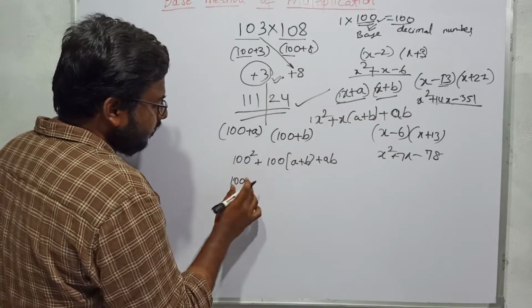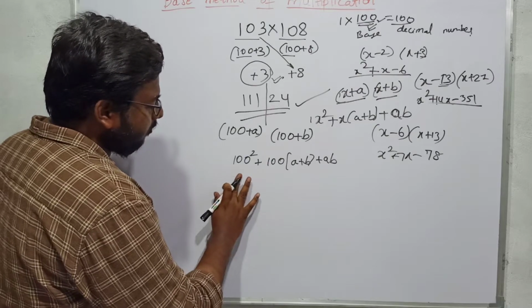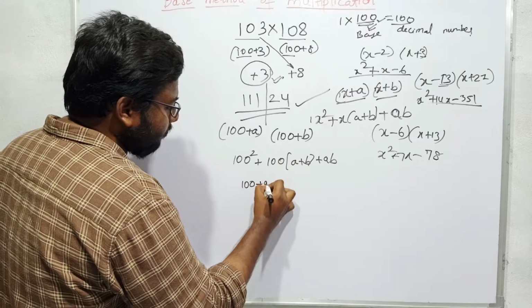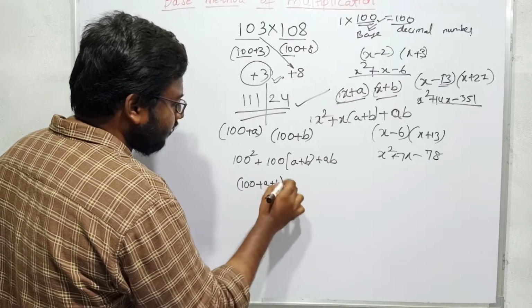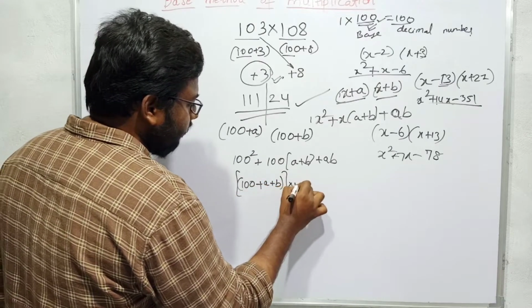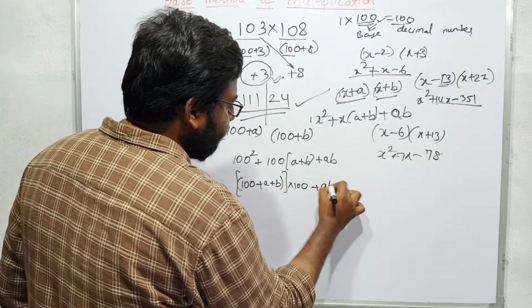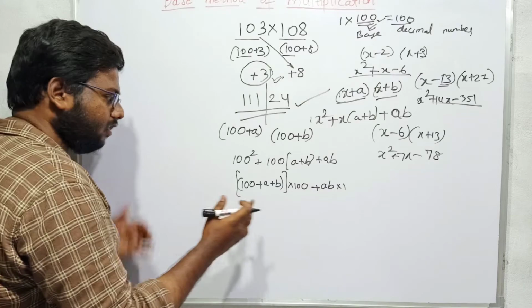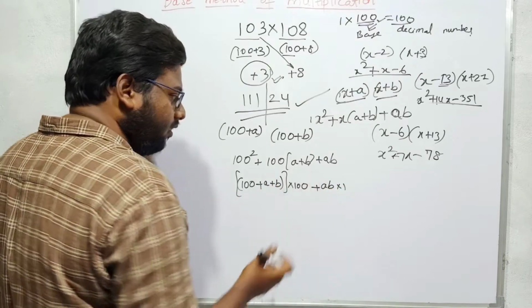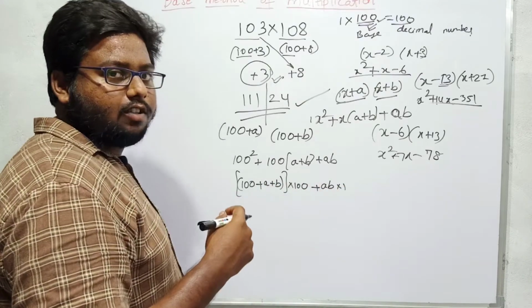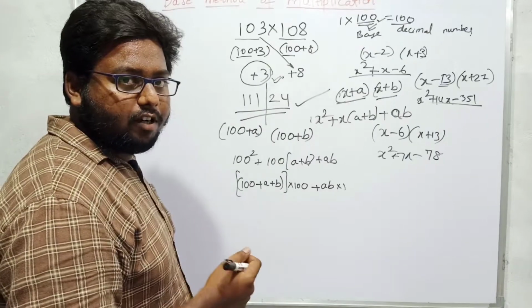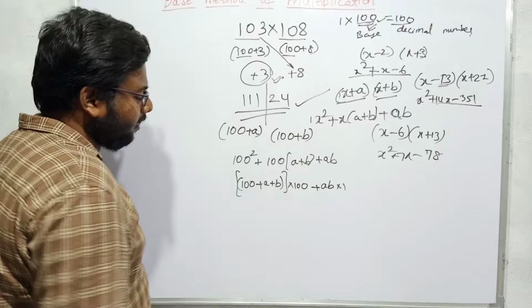If I take 100 common in it, what will I get? 100 plus (a plus b) into 100, plus ab into 1. If I see clearly, this is a perfect number because it is in the product of 100, and this is in the product of 1. I discussed this concept from the starting of my video, because if you watch my previous videos, then you will be more comfortable in understanding this.